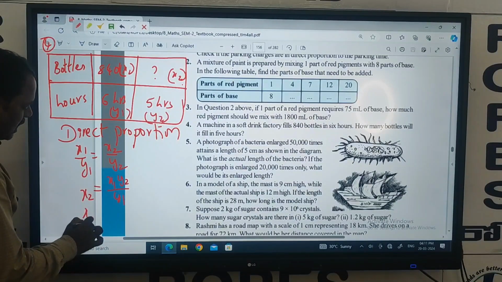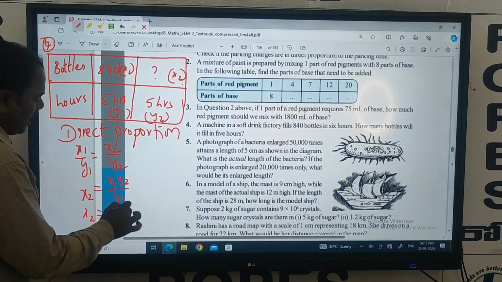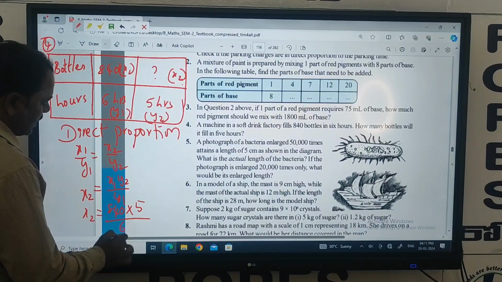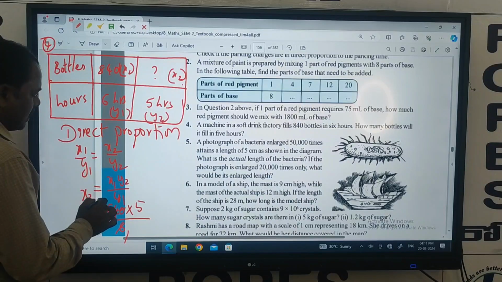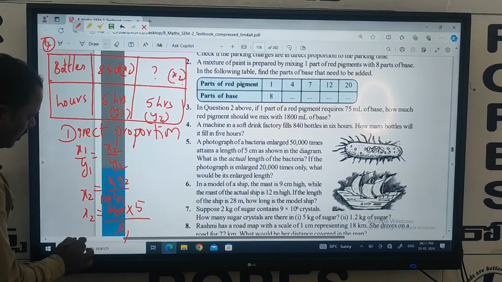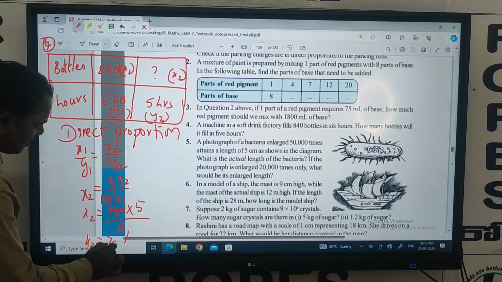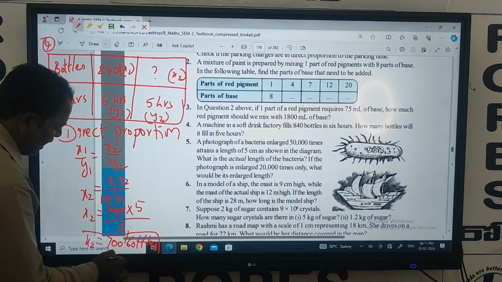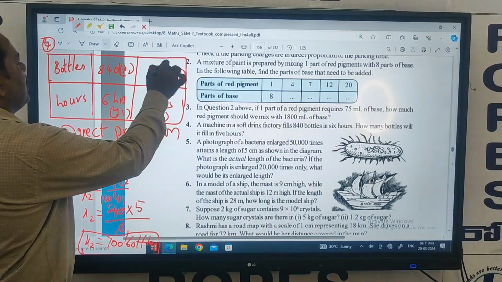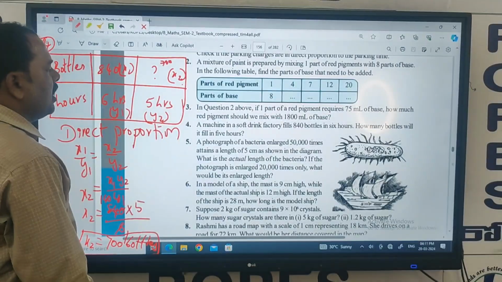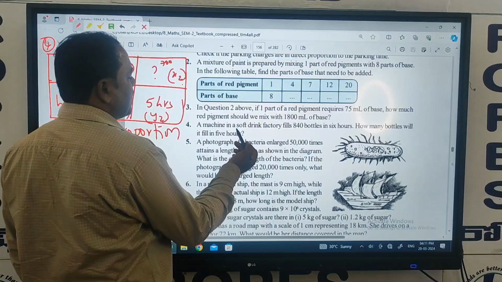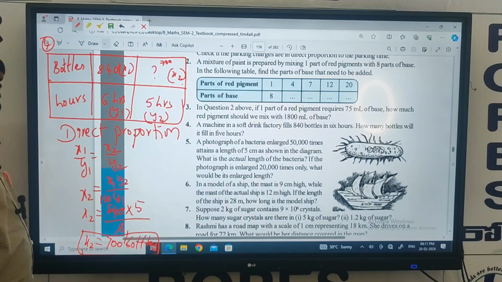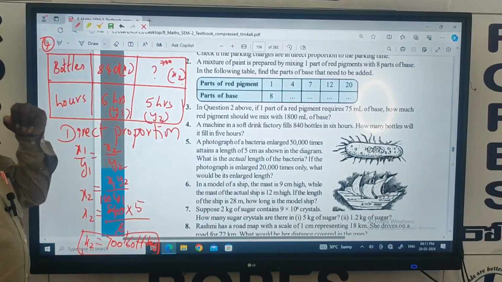Okay, so from this, x2 is equal to x1, which is 840, into y2, which is 5, by y1, which is 6. Then 6 ones are 6, 140 is there. So x2 is equal to 140 by 70, that means 700 bottles. So in 5 hours, the machine in a soft drink factory fills 700 bottles. Okay, so like this we have to solve the problems which are in direct proportion.